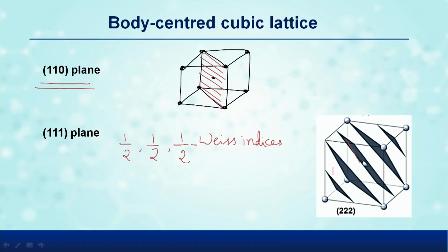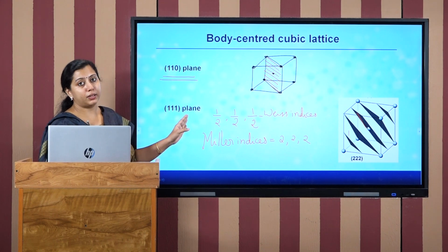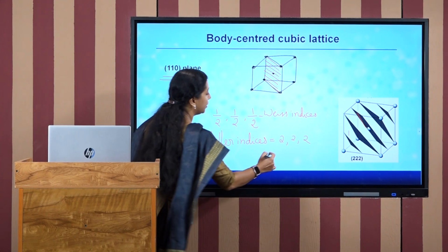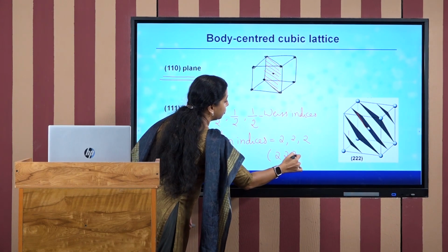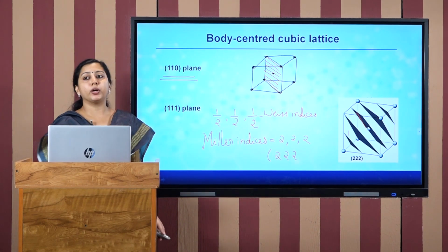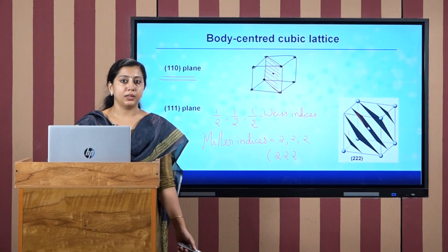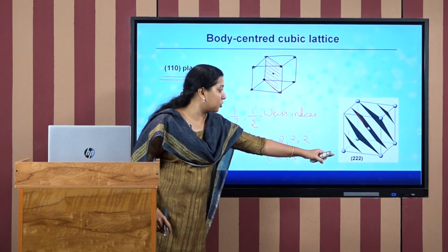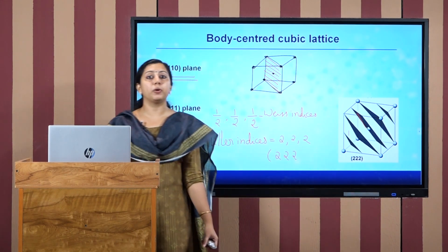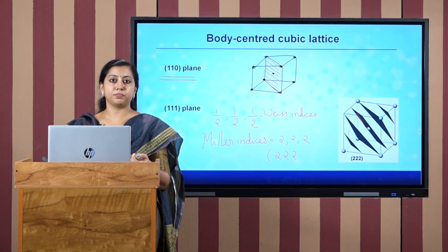So, what happens to the Miller indices? It is the reciprocal. So, that will be 2 2 2. So, the plane 1 1 1 in a simple cubic lattice is converted to the plane 2 2 2 when it comes to the case of a body centered cubic lattice. And the representation is shown here of a 2 2 2 plane in a body centered cubic lattice.